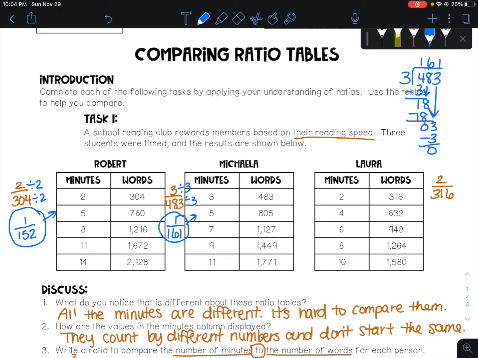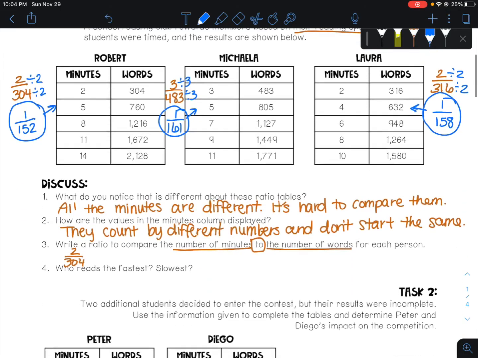And then for Laura, 2 and 316 we can divide by 2. So we'd get 1, because 2 divided by 2 is 1. And then 316 divided by 2 would be 158 for Laura. So there are our simplified ratios. So now I think we can compare these. So we've got Robert, which is 1 to 152 words. We've got Michaela, and she does 1 minute, 161 words. And then Laura, who does 1 minute, 158 words.